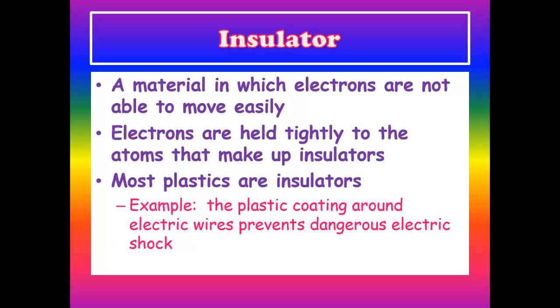And we've already talked about insulators, but I want to redefine this as a material in which electrons are not able to move easily. For insulators, the electrons are held a little bit more tightly. Plastics are good insulators, again because of the whole idea of the electrons being held more tightly.